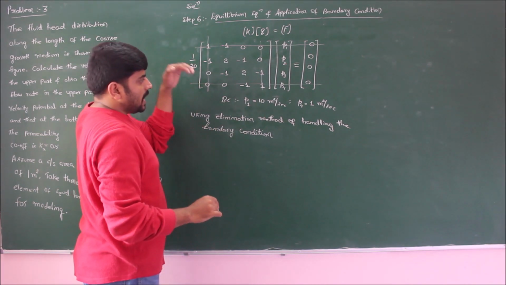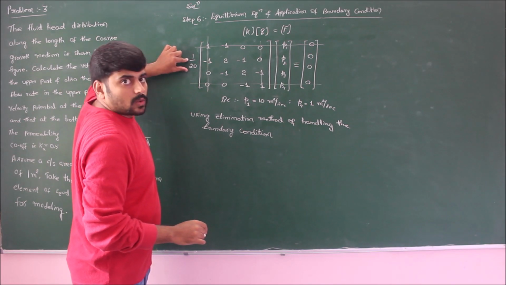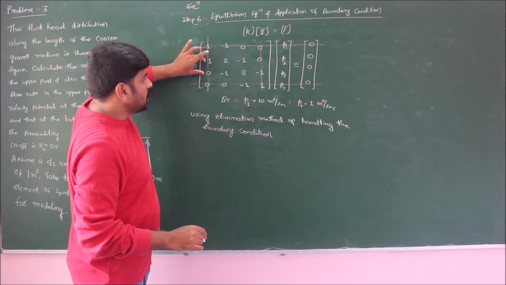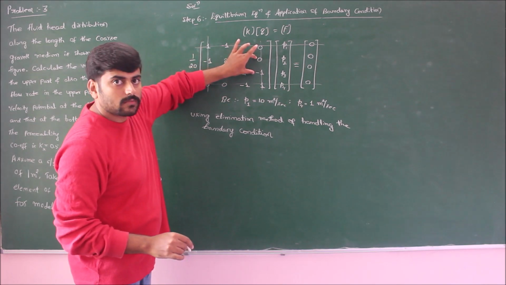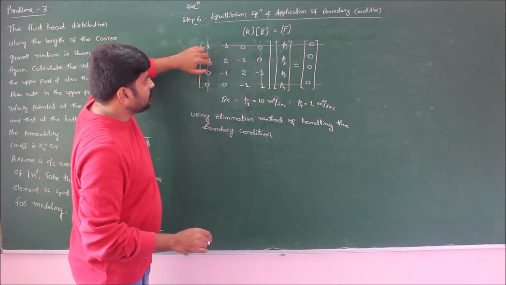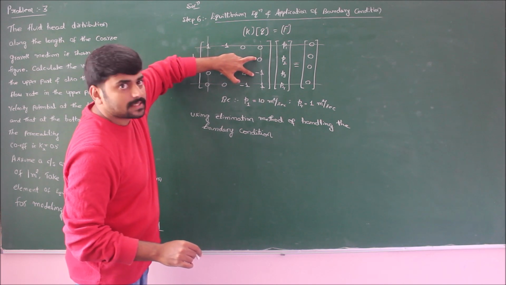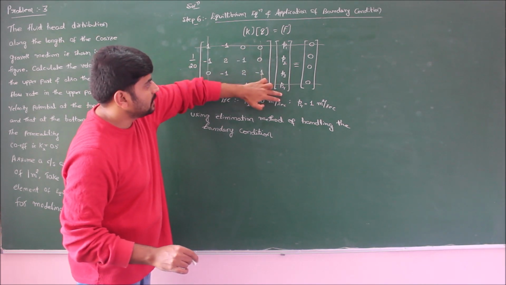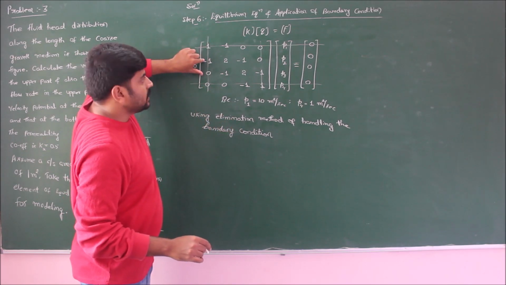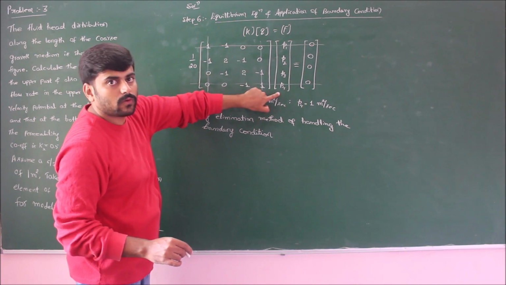Now, as per the elimination method of handling the boundary condition, in these two rows, I should get rid of these two elements in the first column and these two elements in the fourth column. So therefore, multiply these two elements with the corresponding term in the matrix B and take it to the right hand side. And also multiply these two elements with the corresponding term in matrix B and take it to the right hand side. These two terms will get multiplied with P1, whereas these two terms will get multiplied with P4.